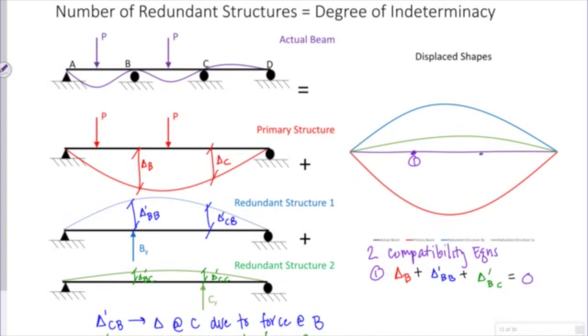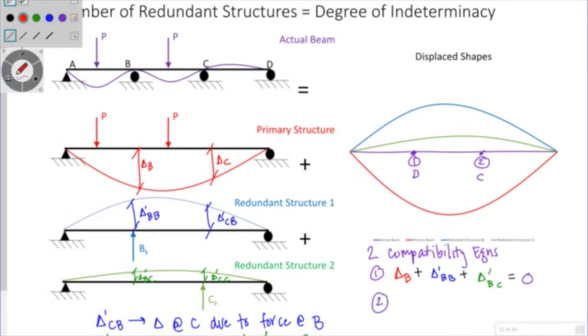My second compatibility equation happens at C, right? This is B, this is C. My second compatibility equation means my displacement at C, plus my displacement at C due to my force at B, plus my displacement at C due to my force at C, is equal to 0. Make that B look a little bit better.